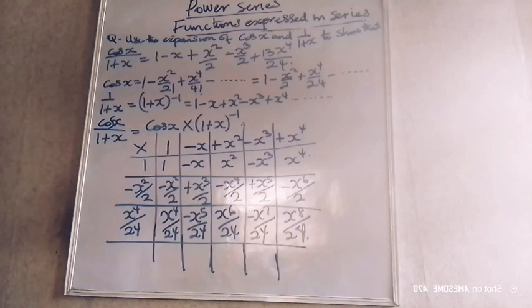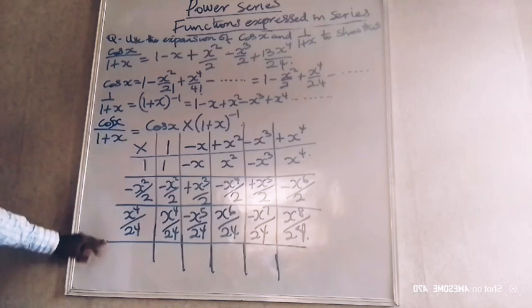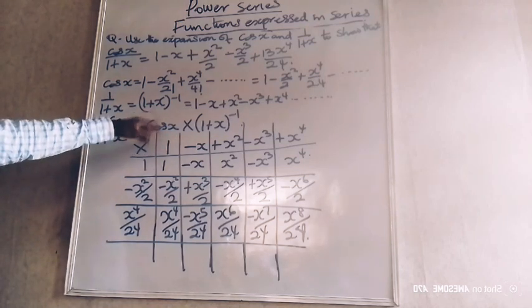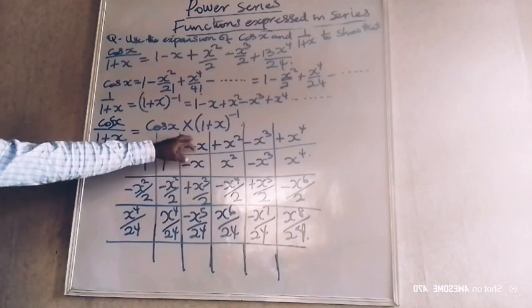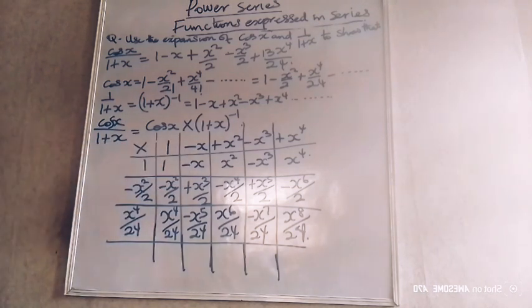So now look at how I multiplied the two out. This is for cos x, and this is for 1 plus x raised to the power minus 1, this part. Now, I'm multiplying it out. I want you to study the table for about a minute, because the terms that are necessary, because of the answers given, are the terms up to x raised to the power 4. So I will extract that out.